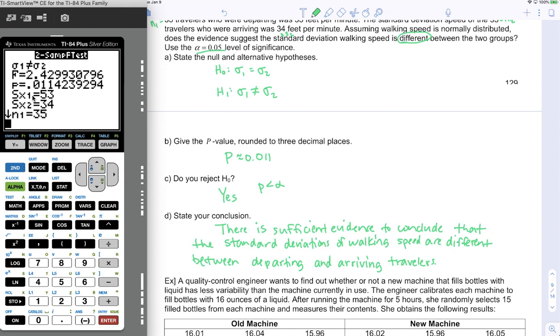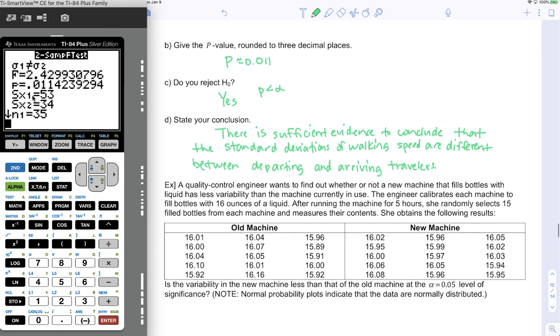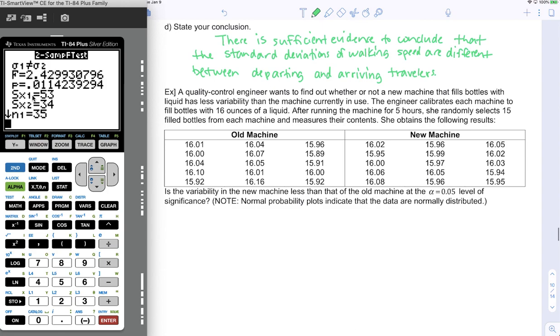Okay, let's try one more example. A quality control engineer wants to find out whether or not a new machine that fills bottles with liquid has less variability than the machine currently in use. The engineer calibrates each machine to fill bottles with 16 ounces of liquid.